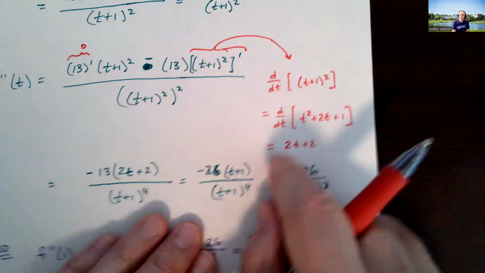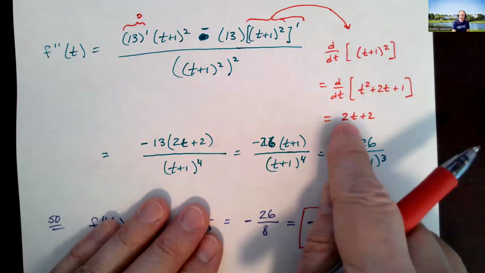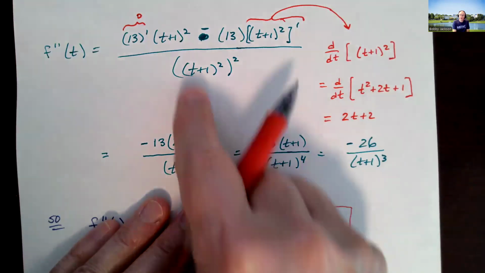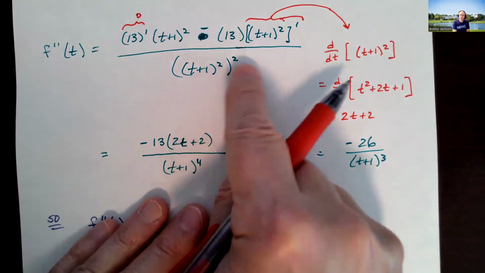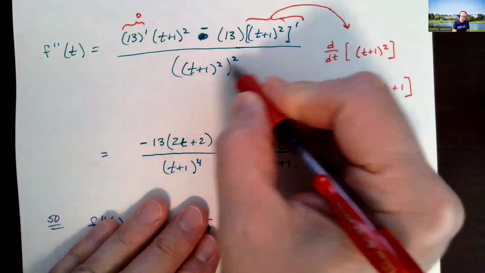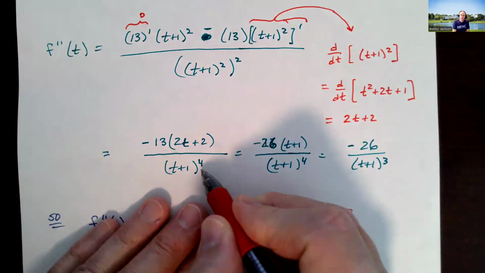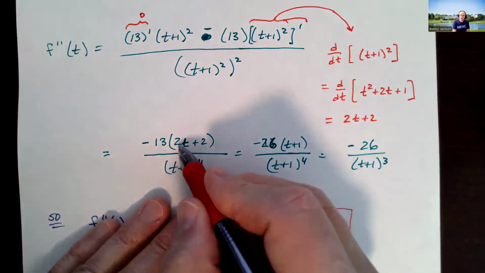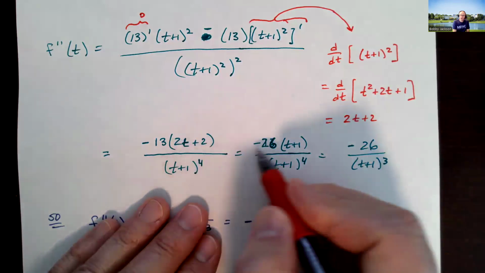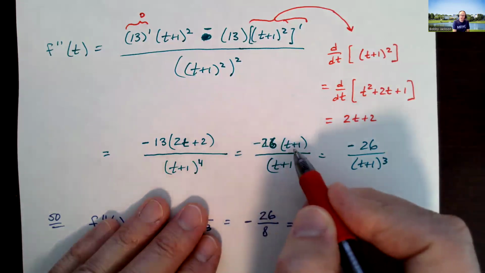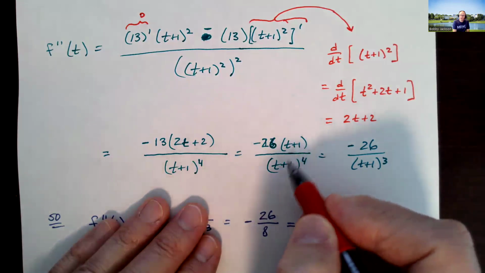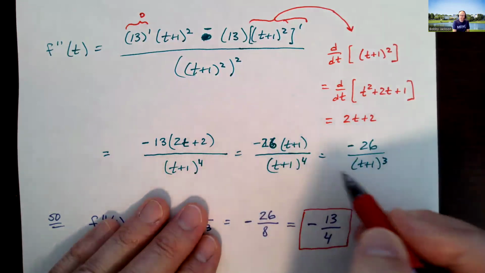And so I get negative 13 times this stuff, right? 0 minus 13 times this stuff is this. (t plus 1) squared, squared. Remember, we multiply the exponents here, so I get (t plus 1) to the fourth. And then I can factor out a 2 here, which is negative 13 times 2, negative 26, times (t plus 1) when I factor out that 2. And notice one of the t plus 1s will cancel, so I'm simplified down to this.